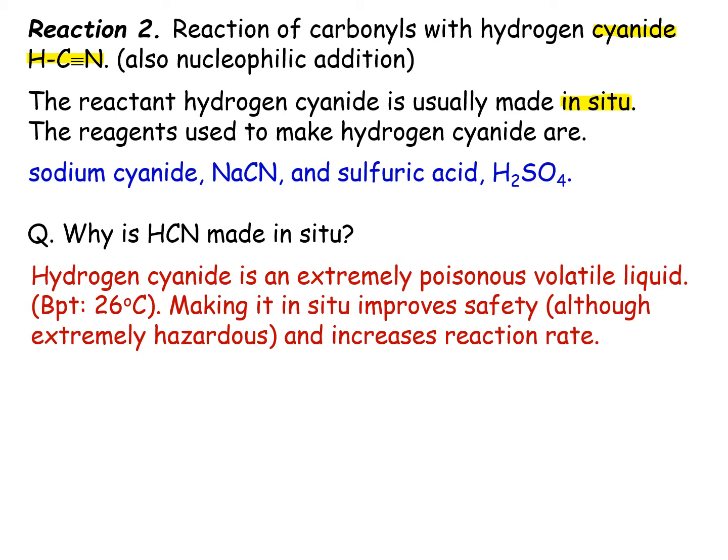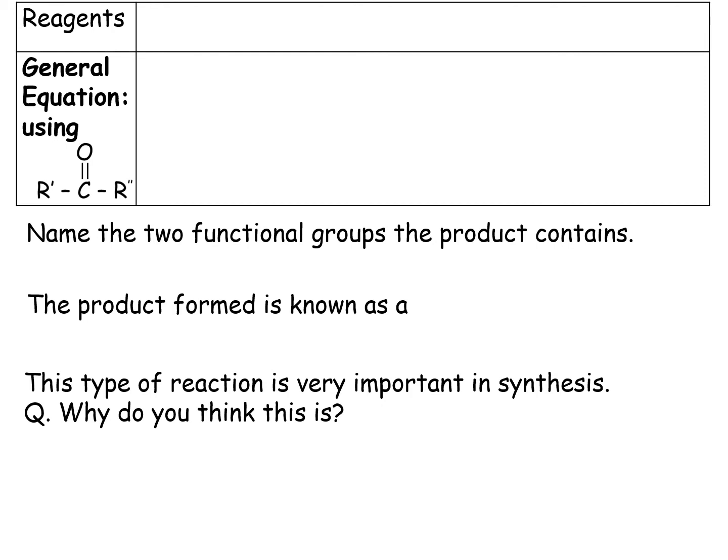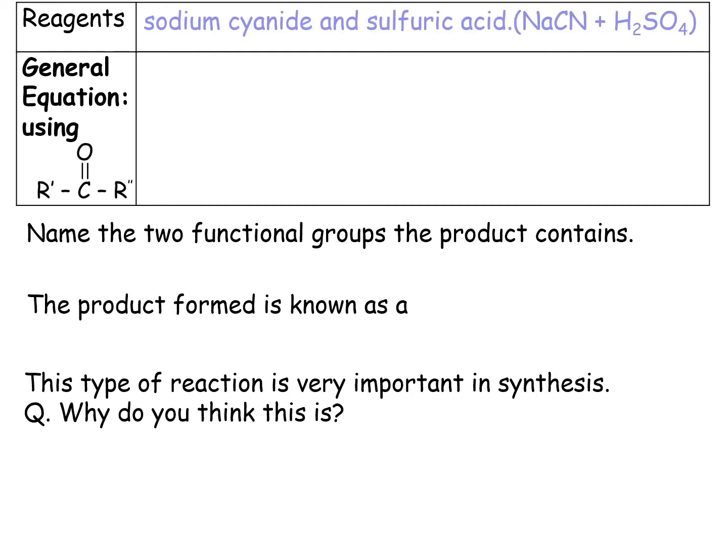Now, making it in situ will also improve the safety because it will be made inside the reaction vessel. It will still be extremely hazardous, but part of being a chemist is being able to deal with those hazardous chemicals safely, and you can do that wearing the correct PPE and working in a fume cupboard. It's also going to be increasing the reaction rate. Let's complete the boxes then to summarise this reaction and see what we can learn. So reagents then, sodium cyanide and sulfuric acid.